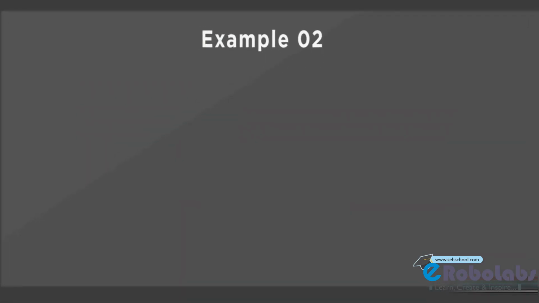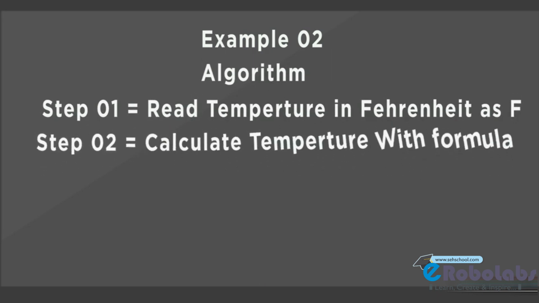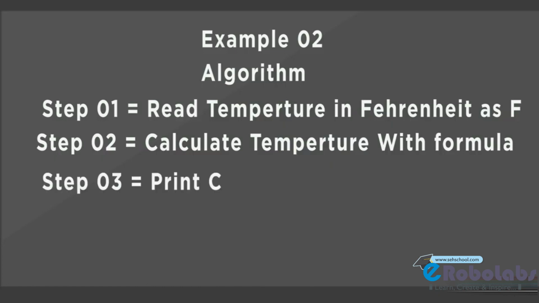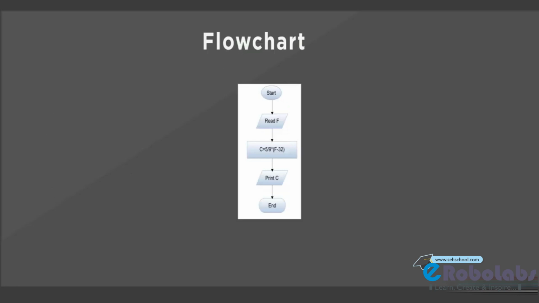Example 2. Convert temperature from Fahrenheit to Celsius. Algorithm. Step 1. Read temperature in Fahrenheit as F. Step 2. Calculate temperature with formula C equals 5/9 multiplied by (F minus 32). Step 3. Print C. Flowchart.